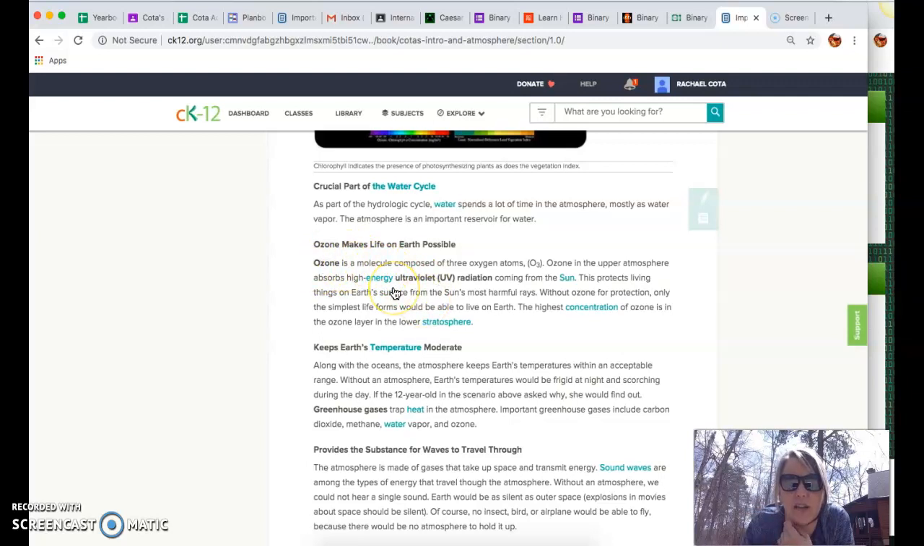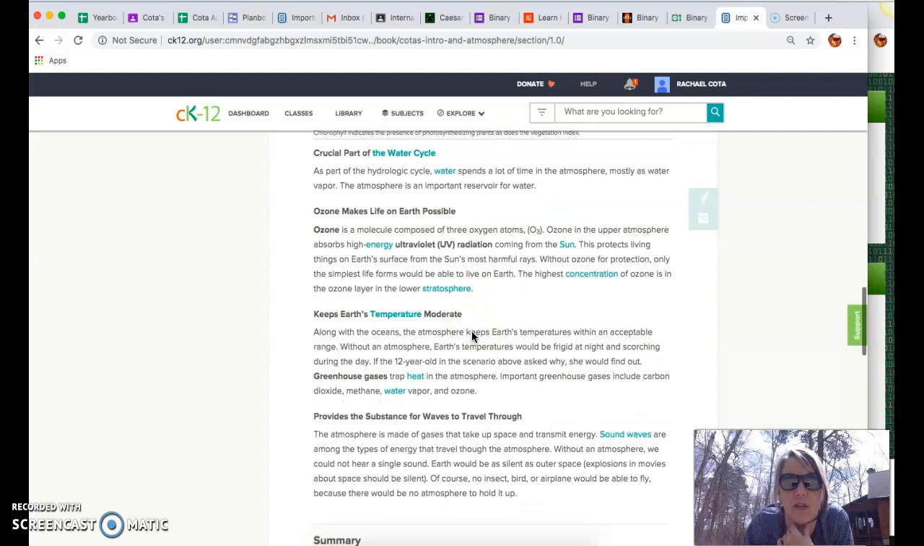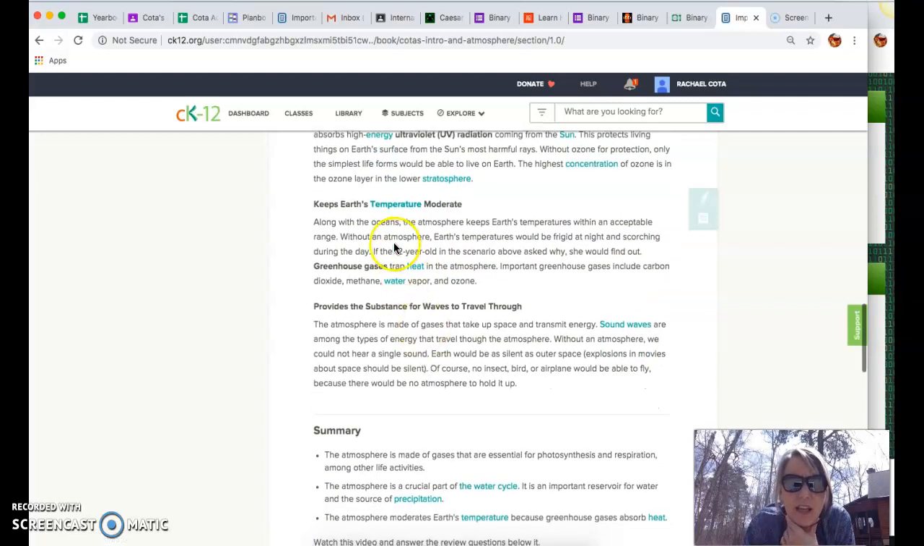And the ozone is like Earth's sunscreen. It works to kind of filter out some of those really bad ultraviolet rays that can harm us and change our cells in our body. It helps keep temperatures moderate.